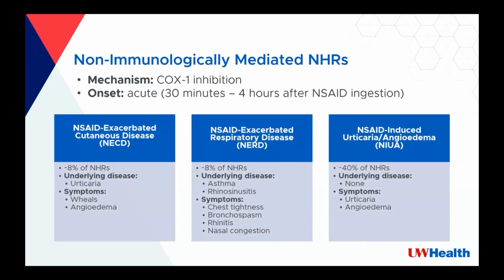And we have three main types of non-immunologically mediated NHRs. Our first being NSAID-exacerbated cutaneous disease, or NECD. These make up about 8% of NHRs, and these occur in patients having an underlying chronic disease of urticaria, or chronic spontaneous urticaria, also known as CSU. It has been reported that about 10 to 30% of all patients with CSU will experience an exacerbation of their underlying disease following NSAID consumption.